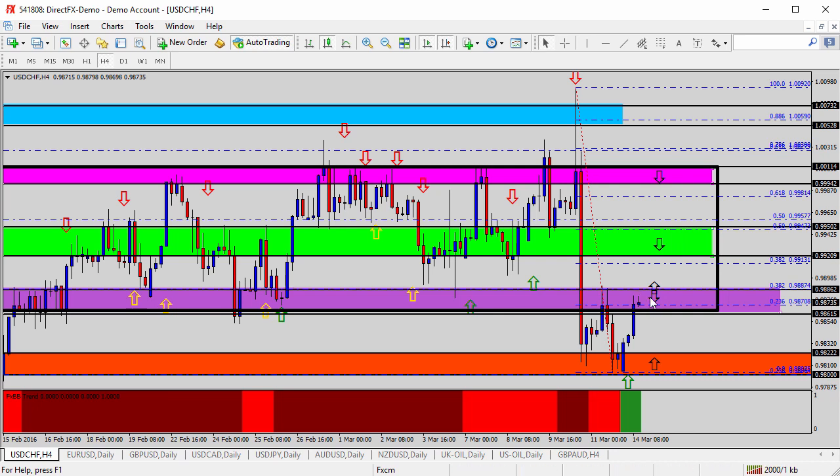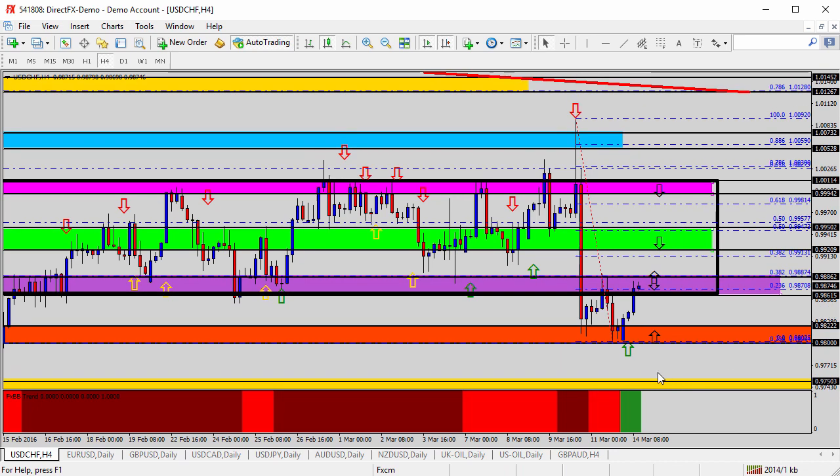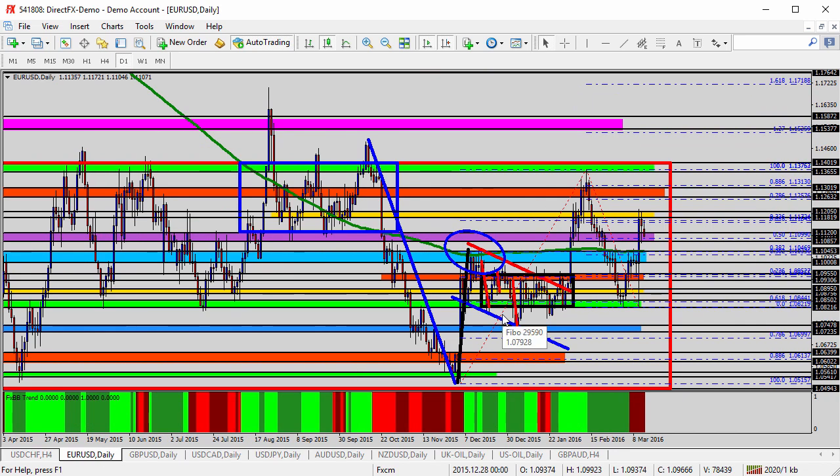You're going short here underneath 98.85. Stop losses are above it. Of course, green shaded area could be a little bit more aggressive. Your stop losses above there, targeting the orange shaded area or even back down into the mid-97s for the US franc today.